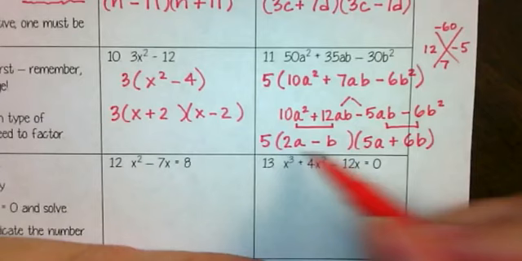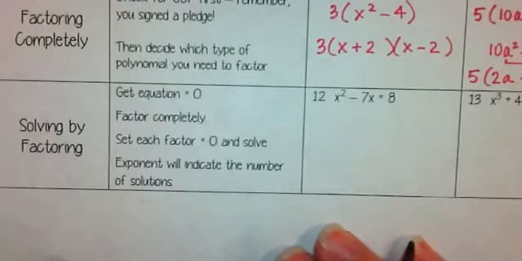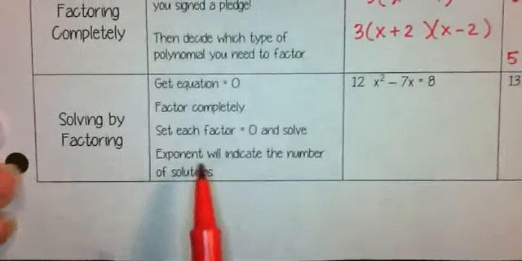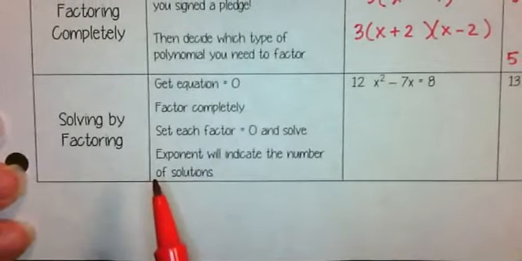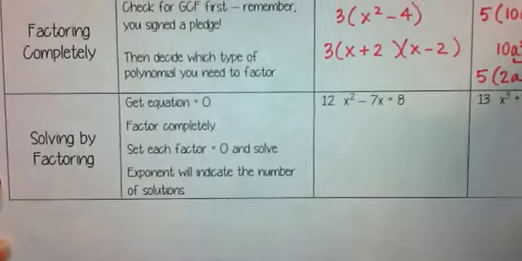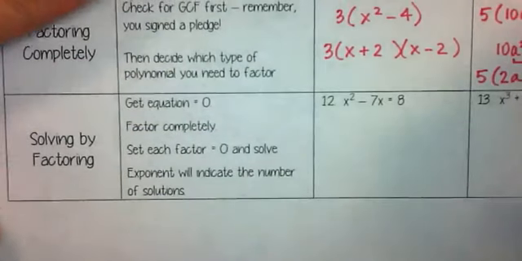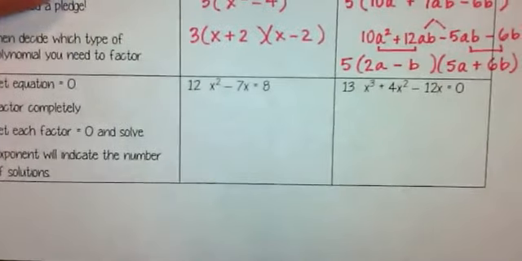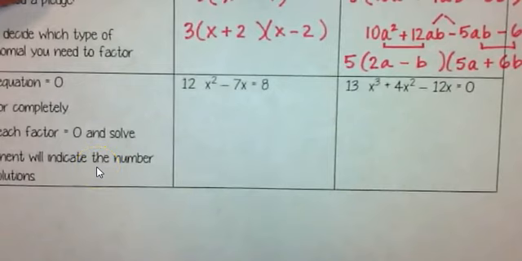All right, now we're going to look at solving, and I put solving on here because this way to solve is by factoring. First thing we need to do is get the equation equal to 0. Then we're going to factor completely. Then this is where we set each one equal to 0 separately. And remember that the highest exponent will tell you how many solutions you should have.